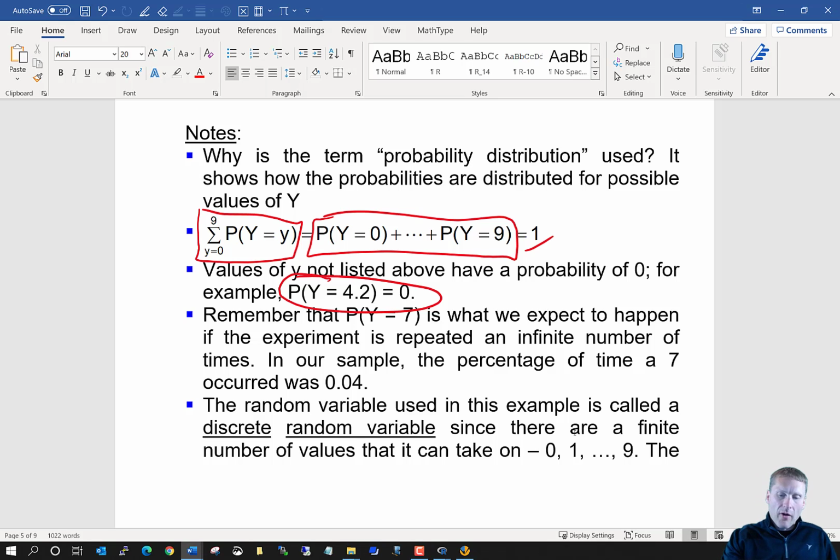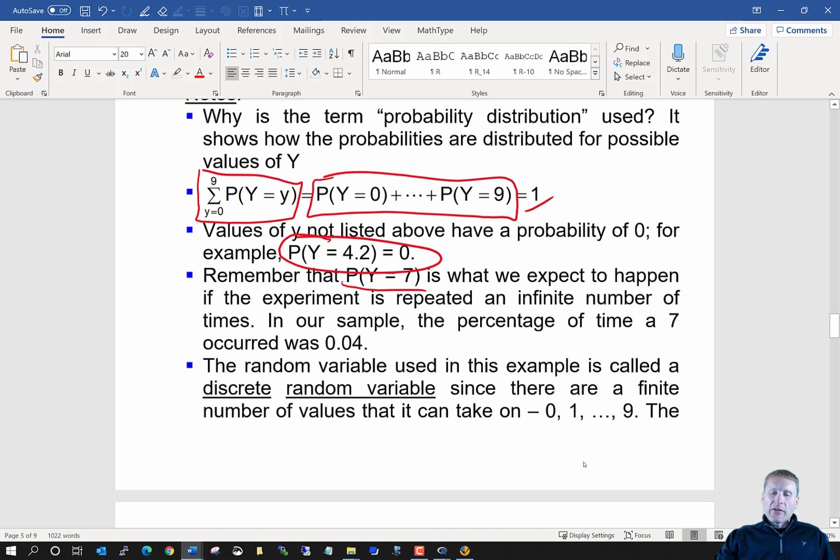Now again, a probability like the probability y is equal to 7 is what we expect to have happen if the experiment's repeated an infinite number of times. In our actual sample that we had, the probability that y is equal to 7 was actually just equal to 0.04.